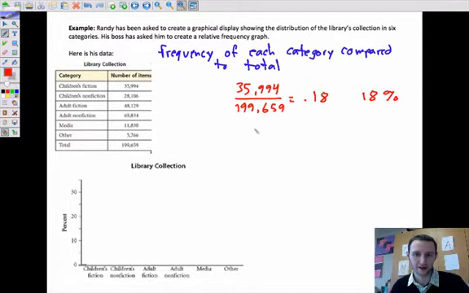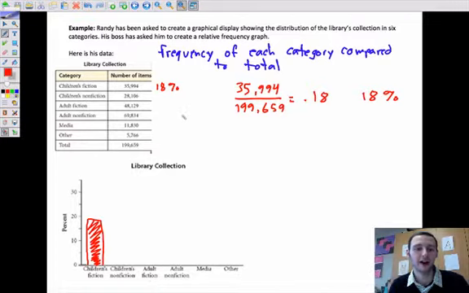So if I go down here to children's fiction, I'm just going to draw a little bar up here to where it's about 18%, right about there. And that's how you can start to make your relative frequency graph. So for each one of these, you just need to find this as a percent. That tells you the frequency of how often each type of book occurs compared to the total. So about 18% of the books in the library are children's fiction books.